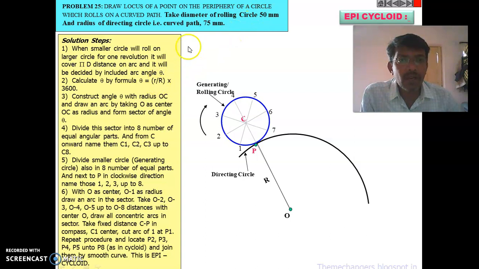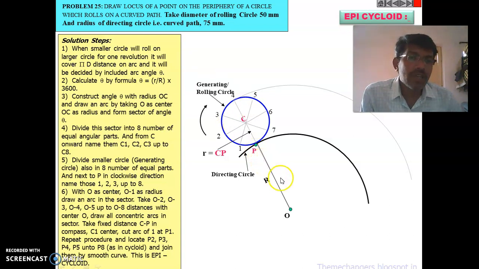What is capital R? That is nothing but 75. So theta is equal to small r by capital R into 360, that is 25 by 75 into 360, which gives 1 by 3 into 360, that is 120 degrees. So theta is equal to 120 degrees. Just keep it aside.